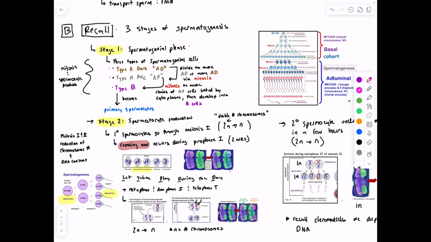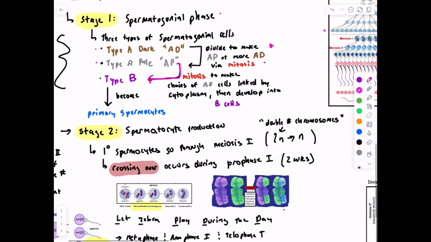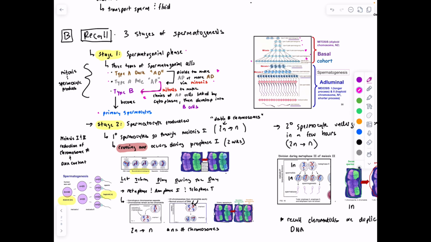Type AD will divide and make type AP via mitosis, or will make more type A dark. Type A pale will undergo mitosis to become chains of AP cells, which you can see a little bit here. So AD to AP chain, and then they'll divide and become type B spermatogonia, and type B cells can further differentiate to become primary spermatocytes, which are going to undergo meiosis 1.